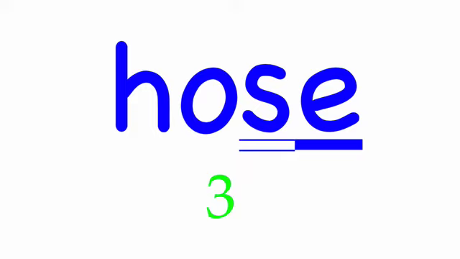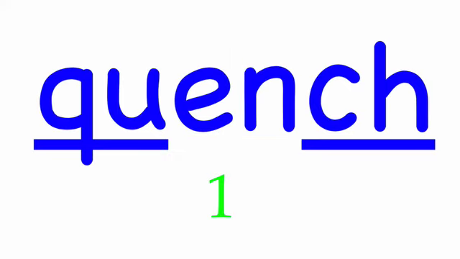Quench, quench. I need to quench my thirst. Quench. 5 sounds. First 2 sounds. Qua, E, N, Ch. Quench. And our last word is eve. Eve. We are on the eve of a great moment in time. Eve. 2 sounds. E, V. Eve. This completes the dictation of words in lesson 243.